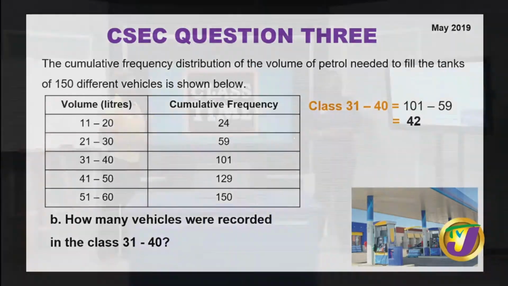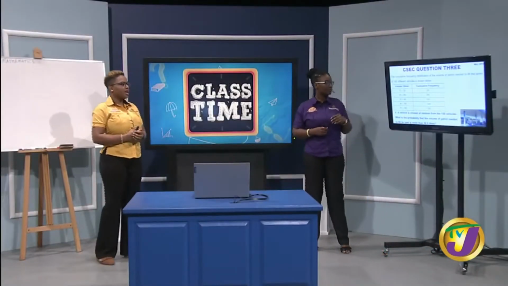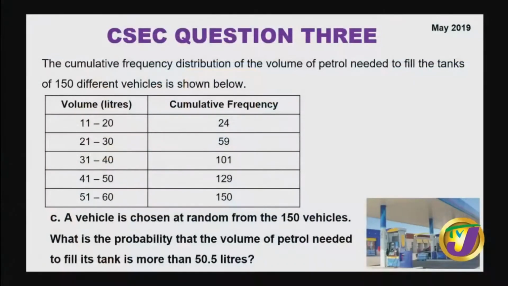Alrighty. Okay, next question. A vehicle is chosen at random from the 150 vehicles. What is the probability that the volume of petrol needed to fill its tank is more than 50.5 liters of gas? All right, so more than means that it's not equal to, but greater than only. So we're looking for the number of vehicles that required greater than 50.5 liters of petrol. But I'm not seeing a 50.5 on the... But Latoya, you corrected me in the previous question, you know. I did? Yes, you did.